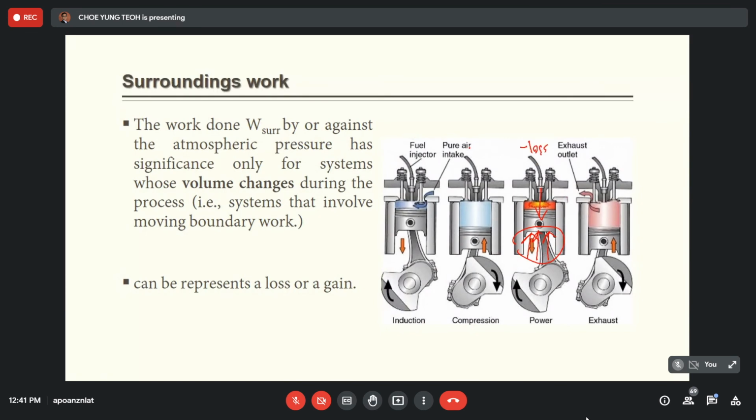Okay, but for example, in the compression stroke, you want to compress the air inside. The piston is moving upward and atmospheric pressure is pressing in the same direction as the motion of the piston, so this is actually a gain. The atmospheric pressure helps you push the piston. So surrounding work can be represented as a gain or a loss, depending on the direction of the motion.